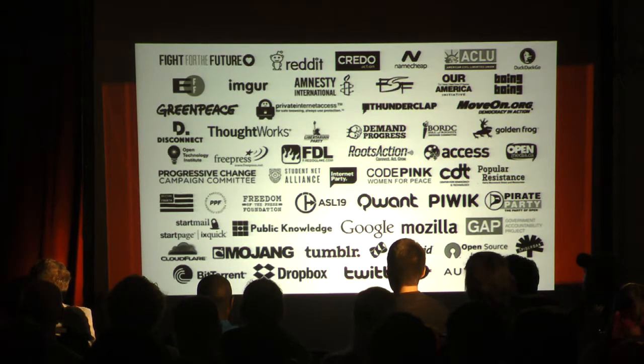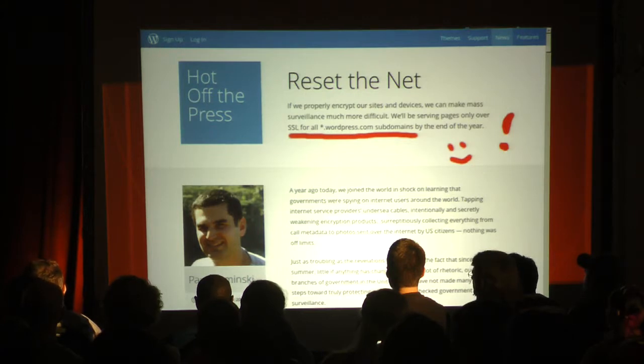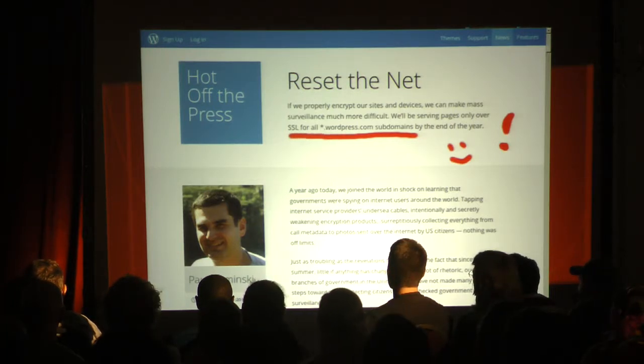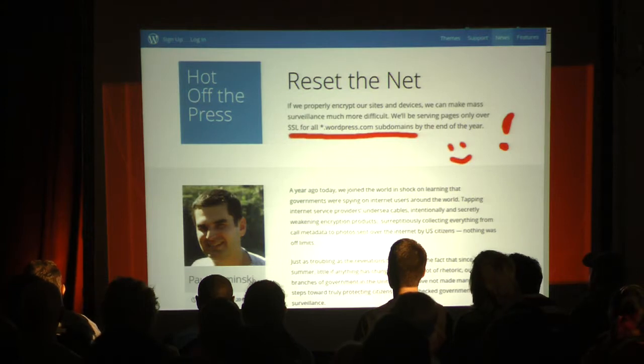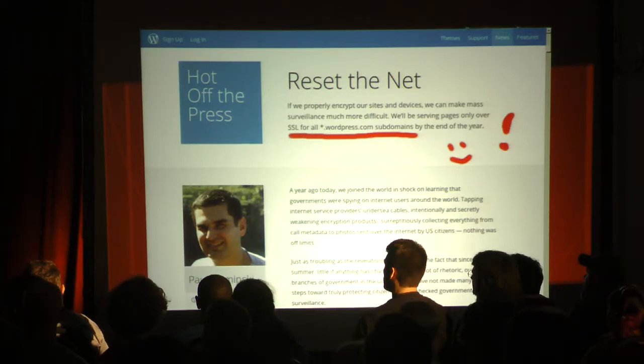Many of the sites listed here made improvements. Perhaps one of the most exciting was WordPress.com, which announced that by the end of this year, they will serve pages only over SSL for all WordPress.com subdomains, and so that's, you know, a lot of blogs. This is our attempt at an SSL added here, smiley face. And WordPress, between .com and .org, powers 15% of the web. So this is a really major thing, and we're seeing it more and more.